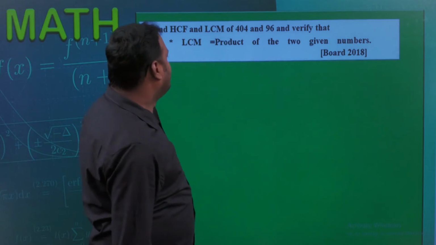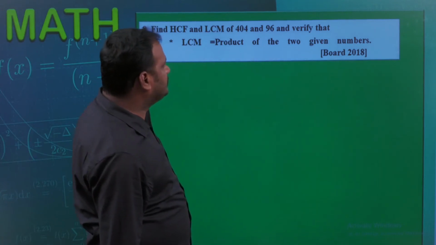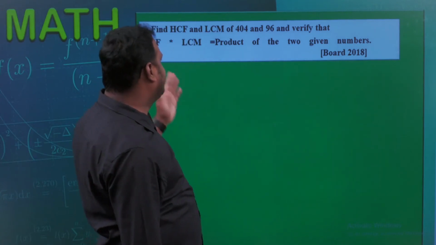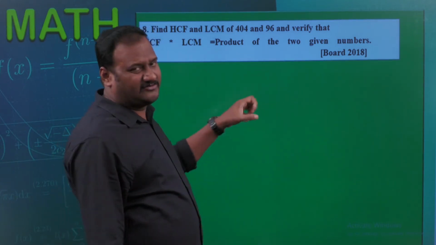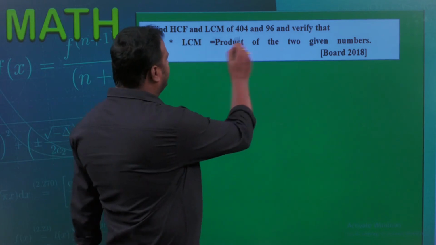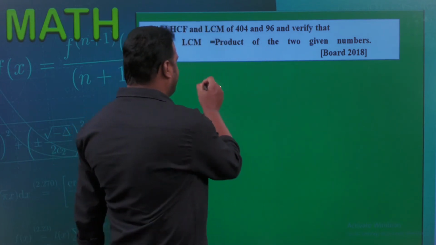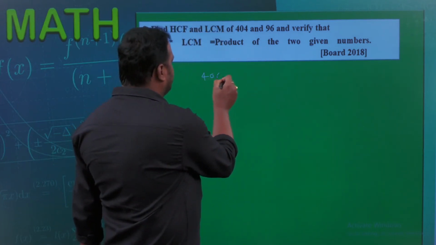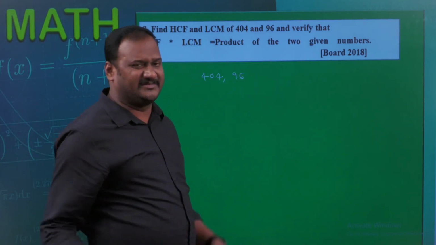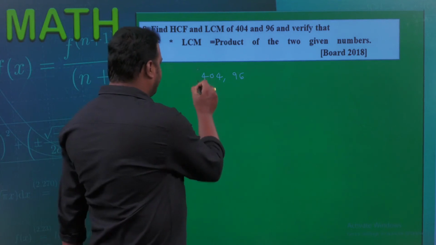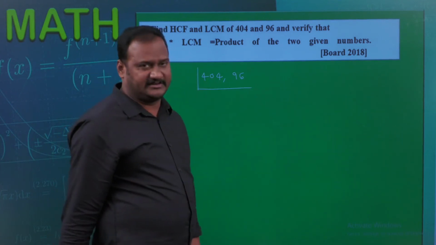Next, find the HCF and LCM of 404 and 96 and verify whether HCF into LCM is equal to the product of the numbers or not. You will have to list out everything here, finding out the LCM and HCF. I am going with the L method, so it would be easier for me to list out the HCF and LCM directly. I am going with the common factors.